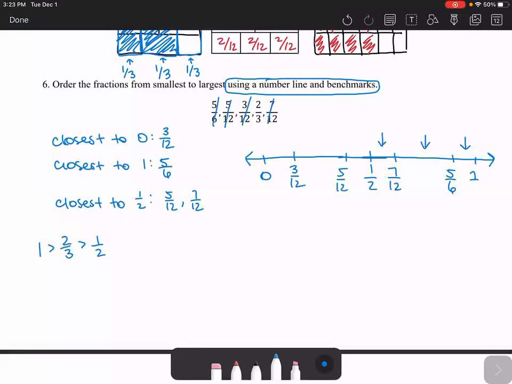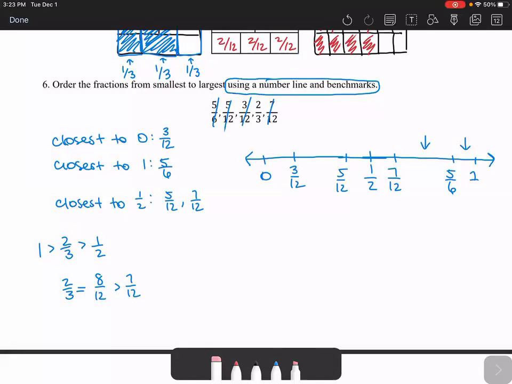Okay, so now we're going to compare it to 7/12 and to 5/6. If we're comparing 2/3 to 7/12, we can make it have a common denominator of 12. So we multiply by 4 on top and bottom. So this is 8/12, which is definitely bigger than 7/12. So it's not going to go here.